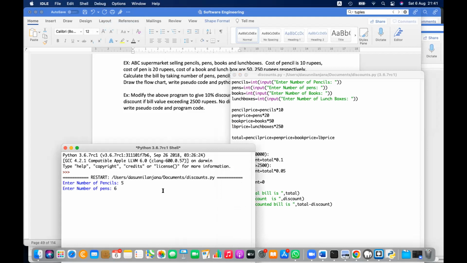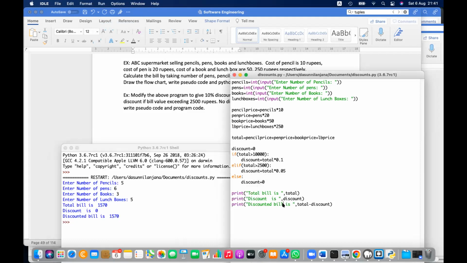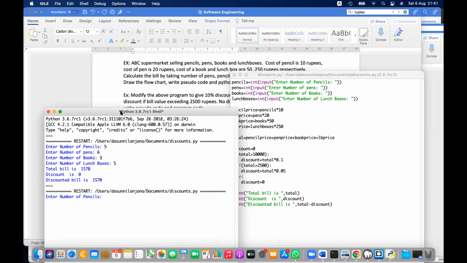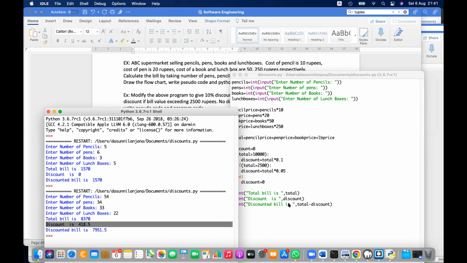Okay, number of pencils 5, 6, and lunch boxes 5, and you can see the total bill is 1,570 and no discount at all because the bill is less than 2,500. So let's try something else. I'm getting a bulk order. Now you can see the total bill is 8,000 and you are getting 5% discount. Why? Because it is greater than 2,500 but not greater than 10,000. You are getting 5% discount, and this is the discounted bill.